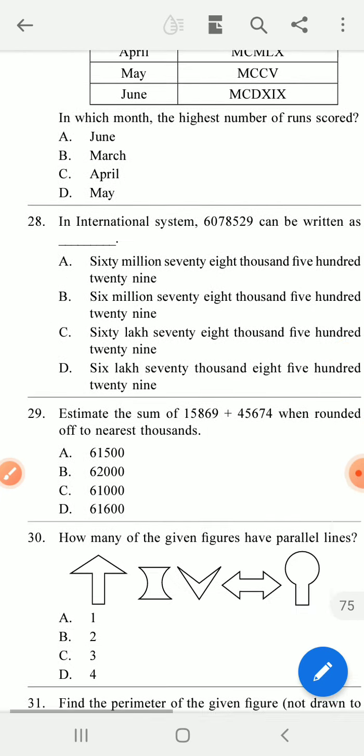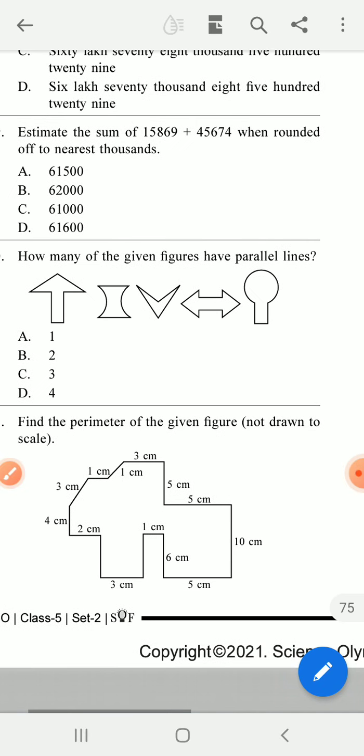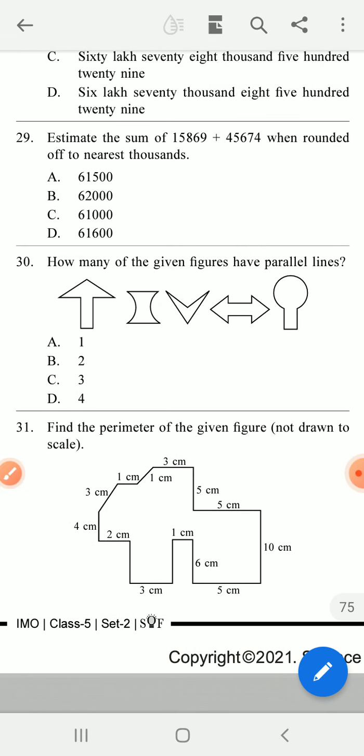Now, how many figures have parallel lines? 30. How many of them have parallel lines? 30D. 30D is 4.